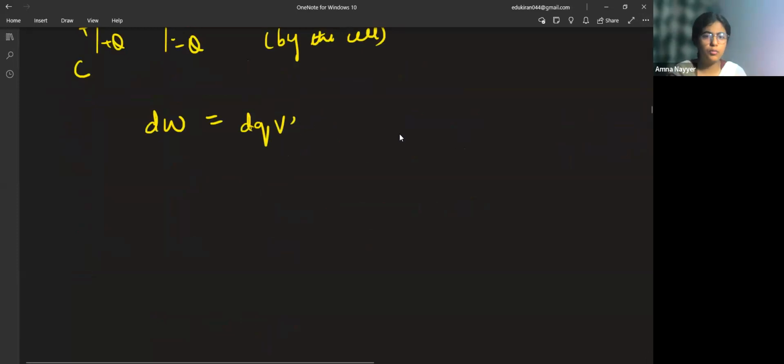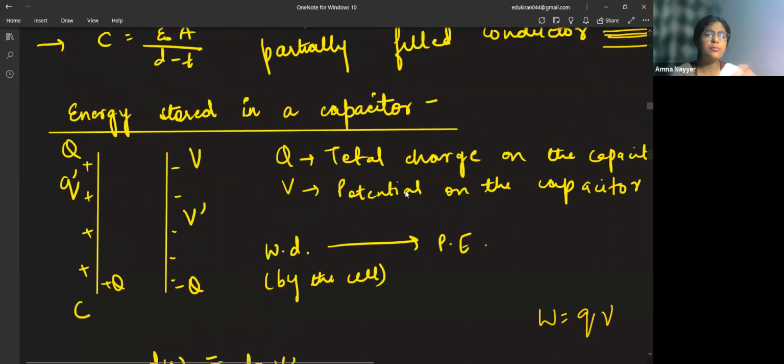Work done, whatever is the change in work done. This formula we had seen, charge multiplied by potential. And I hope by now all of you must be remembering it, Q into V, right? Now see class. Let us assume a very small portion.